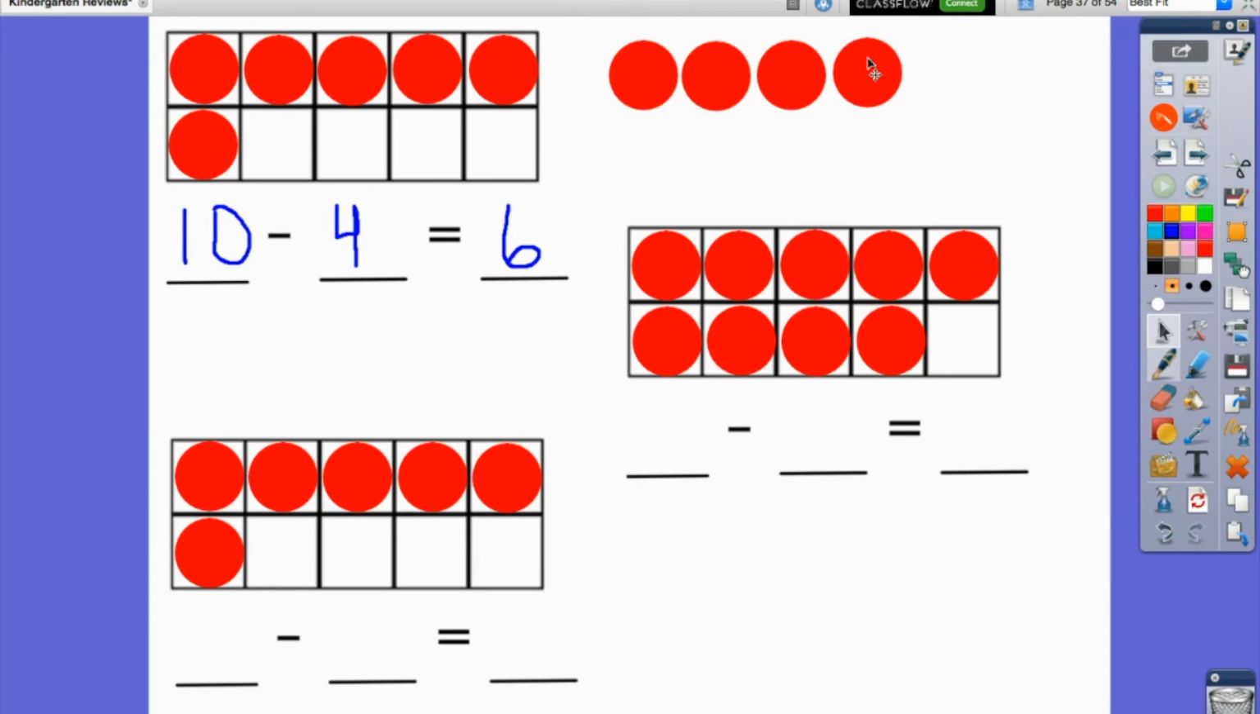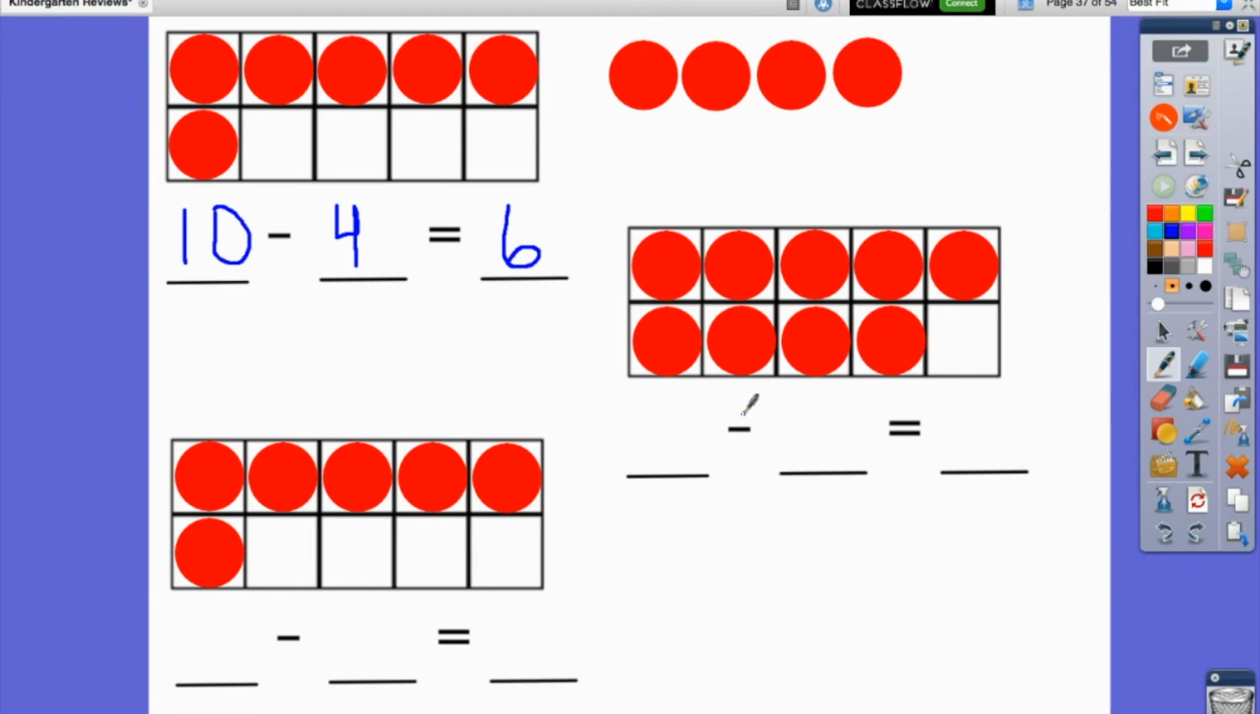We had 5 on one hand and 1 on the other. So 5 and 1 make 6. So I had 10, and I took away 4. I have 6 counters or 6 fingers left over. Great job, friends. Let's look at this one.